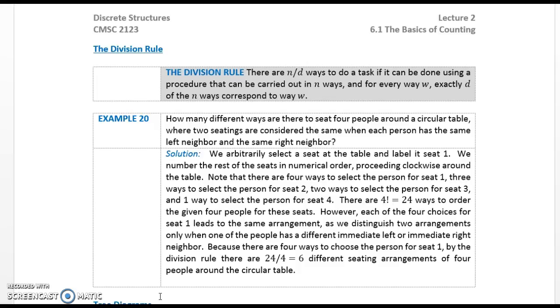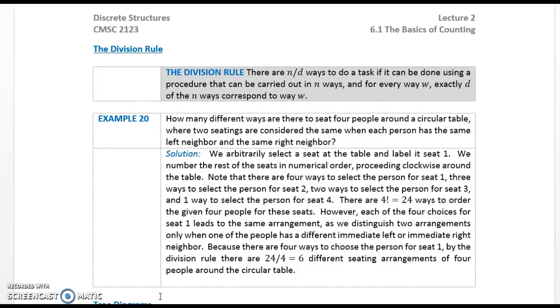How many different ways are there to seat 4 people around a circular table where 2 seatings are considered the same when each person has the same left neighbor and the same right neighbor? Solution. We arbitrarily select a seat at the table and label it seat 1. We number the rest of the seats in numerical order, proceeding clockwise around the table.